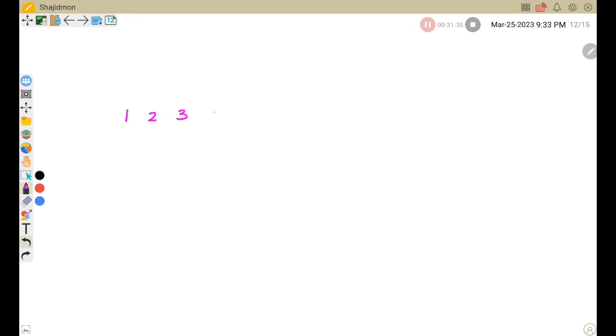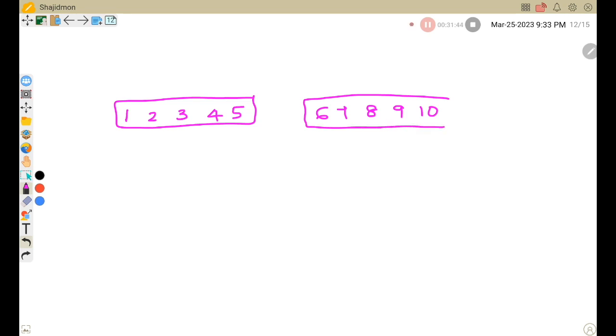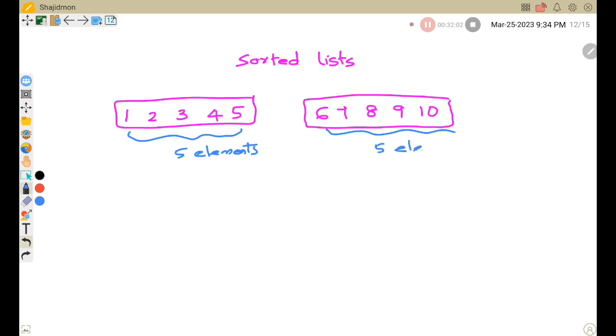1, 2, 3, 4 and 5. Okay. What was the second list? 6, 7, 8, 9 and 10. Okay. So both of these are sorted lists. Keep in your mind, these are sorted lists. In the first list, how many elements are there? 1, 2, 3, 4, 5 means 5 elements are there. And in the second list, how many elements are there? 1, 2, 3, 4, 5. 5 elements are there. Okay, that means m equal to 5, n equal to 5.